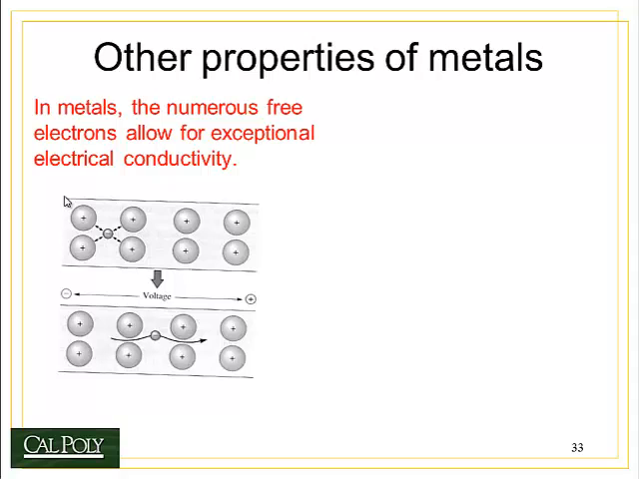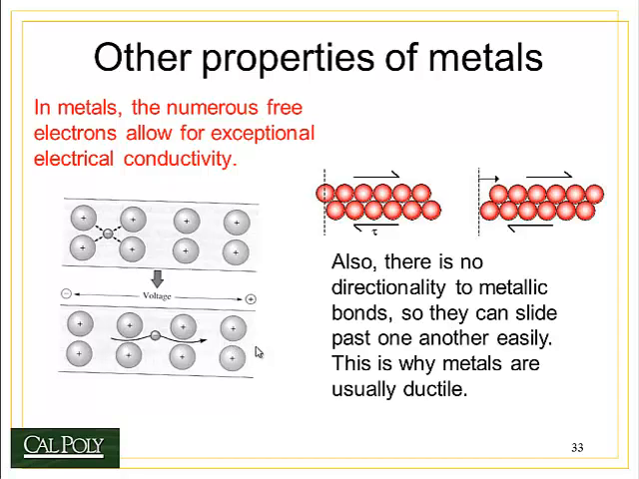Metals also have very good electrical conductivity, as we showed before, and the reason for this is the free electrons. If I apply a voltage to a piece of metal, the free electrons will travel from the negative pole of the voltage towards the positive pole. And they can do this very easily as they travel between the cations and along this regular lattice of atoms.